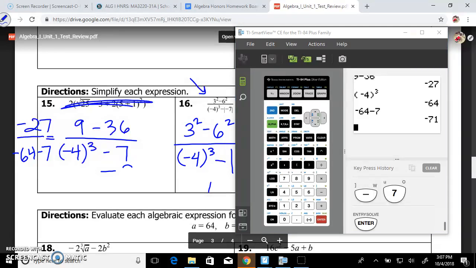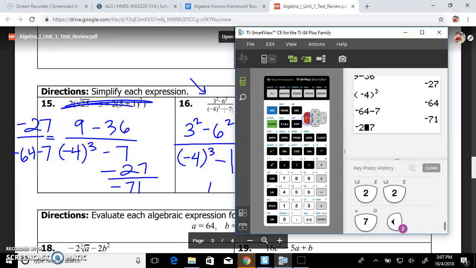So I have negative 27 over negative 71. Let's see if we can simplify this. So negative 27, oopsies, not 227. So you can actually scroll back and type over that. Negative 27, and not minus, divided by negative 71. And it gives us that weird decimal. I'm going to show you something that we can do with our calculator.